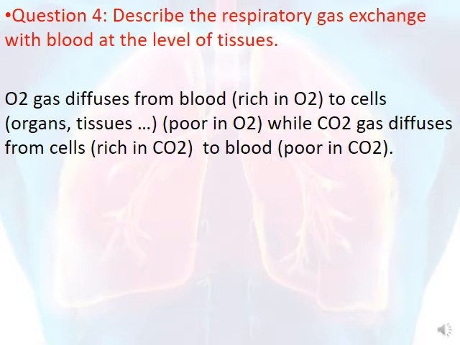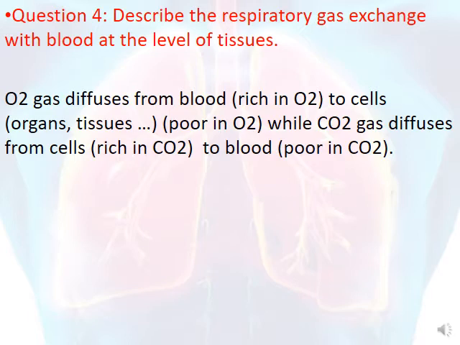Question number four says describe the respiratory gas exchange with blood at the level of the tissues. O2 gas diffuses from the blood, rich in O2, to the cells, that are the organs and tissues, that are poor in O2, while carbon dioxide gas diffuses from the cells that are rich in carbon dioxide to the blood that is poor in carbon dioxide. Let's repeat this. This is the respiratory gas exchange at the level of the tissues.